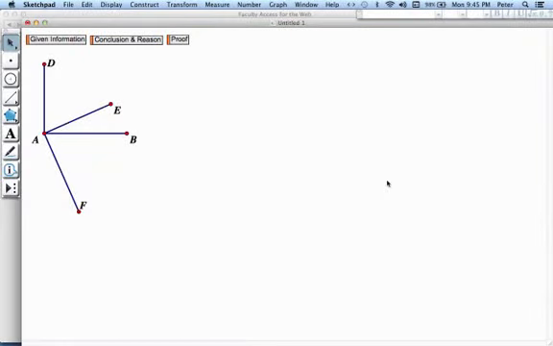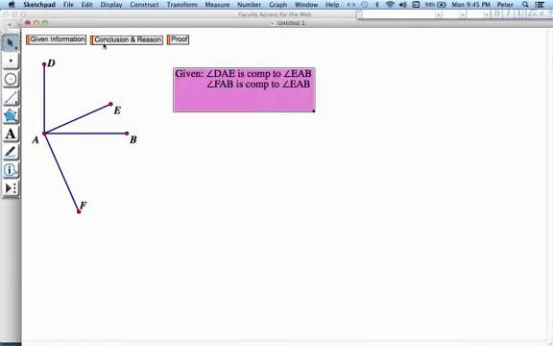Let's take a look at a situation where the angles are complementary. In this diagram, the angle on top, DAE, is complementary to EAB, and the angle below, FAB, is also complementary to the angle in the middle, EAB. So what conclusion and what reason could you come up with given that information? Take a minute, hit the pause button, and see if you can come up with a conclusion on your own.